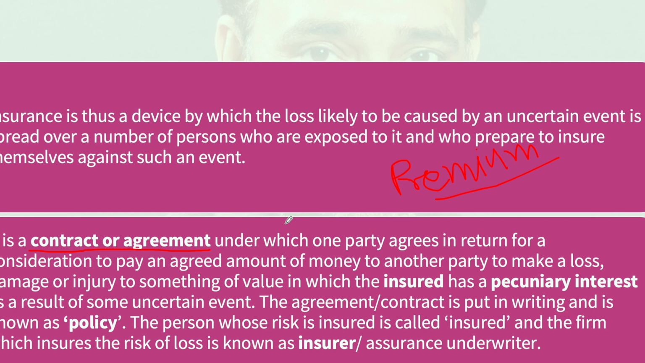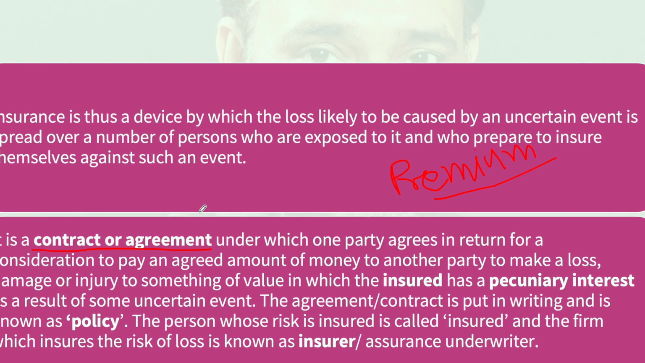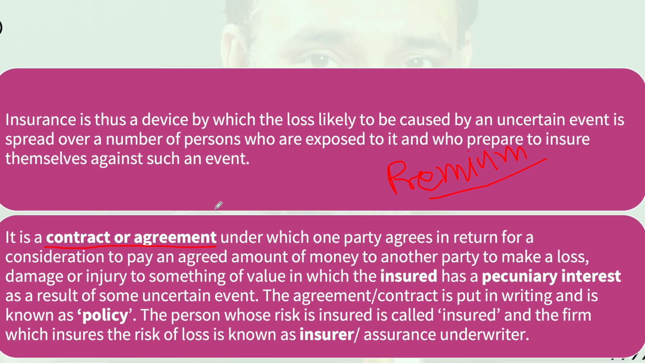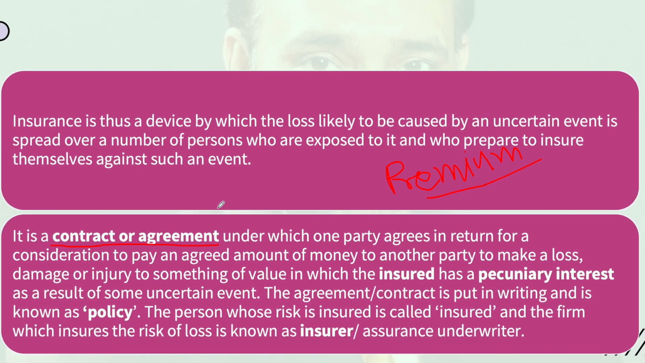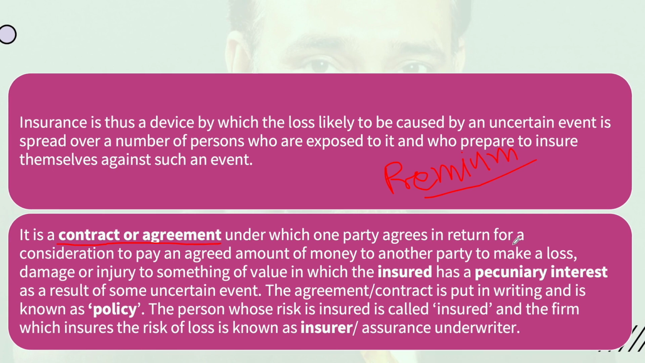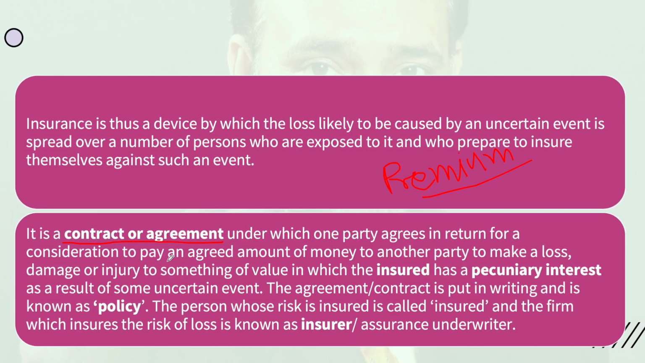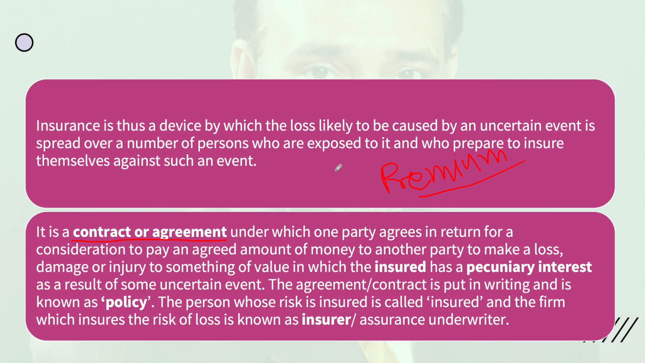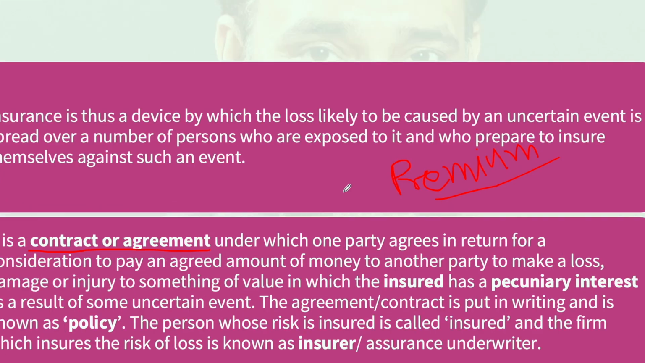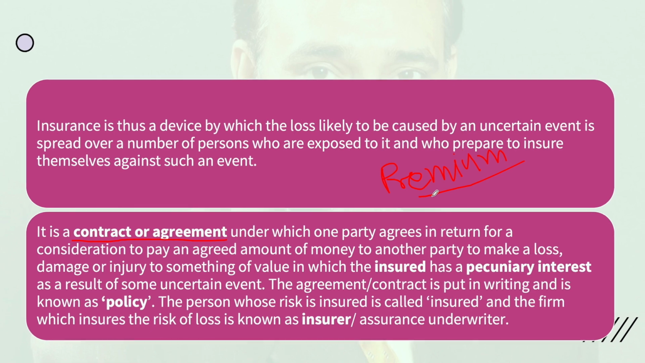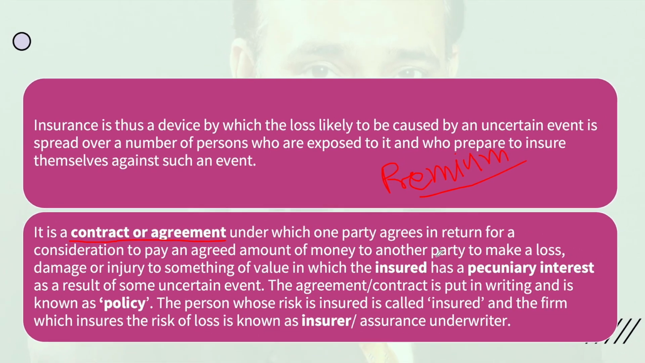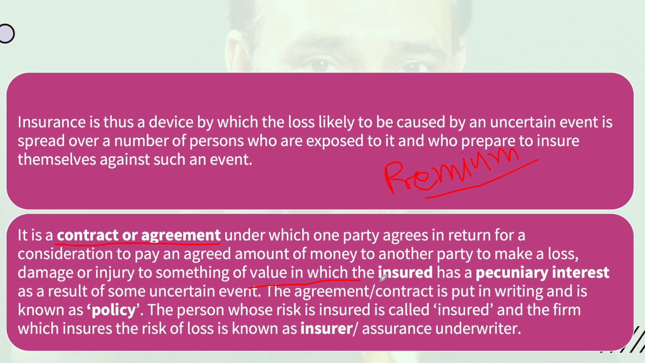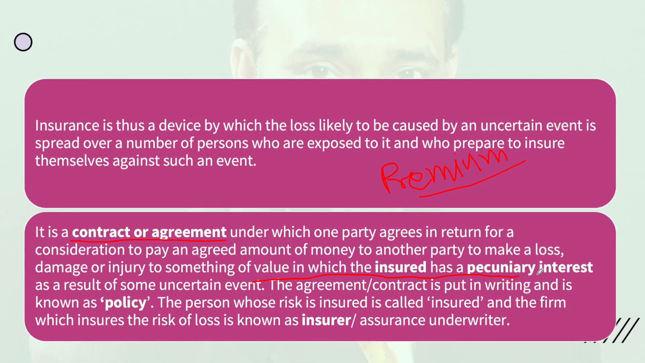Once again, it is a contract or agreement. This agreement took place between the teacher and the students, right? The students are the insured and the teacher was the insurer, under which one party agrees, in return for a consideration, to pay, that is, the students who are paying the agreed amount. That was what every student was giving. How much? 10 rupees. This 10 rupees is called premium, to another party. Who is that? The teacher, the insurer, to make good a loss or damage or injury to something of value in which the insured has a pecuniary interest.